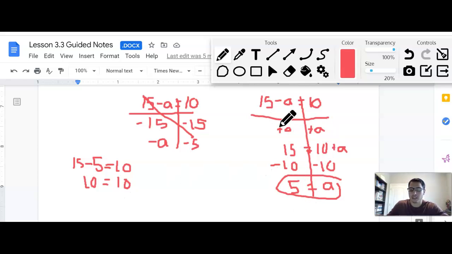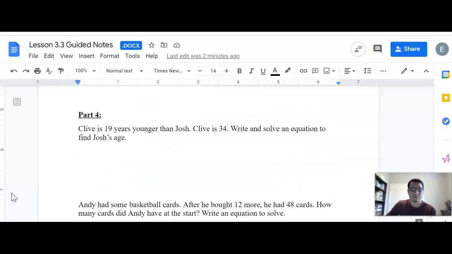These problems are a little tricky, and we'll continue to work through them throughout this lesson and in future lessons. Now under part 4, we're going to look at word problems. For word problems, we need to write the equation and then solve it using a t-chart. This is multiple steps, and these problems can be challenging. So let's start with: Clive is 19 years younger than Josh. Clive is 34. Write and solve an equation to find Josh's age.